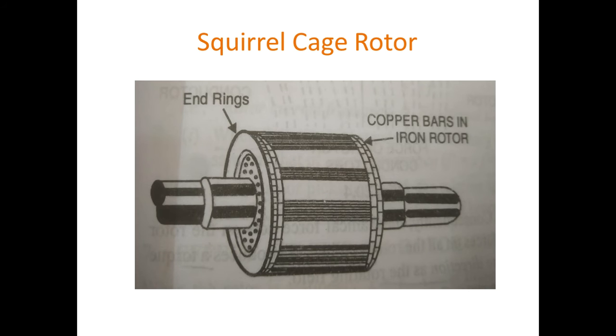The induction motor which employs a squirrel cage type rotor is called a squirrel cage induction motor. Most three-phase induction motors use a squirrel cage type rotor because of its simple construction and robust nature. Also, it suffers from a drawback, that is low starting torque. So this is about the squirrel cage type rotor.